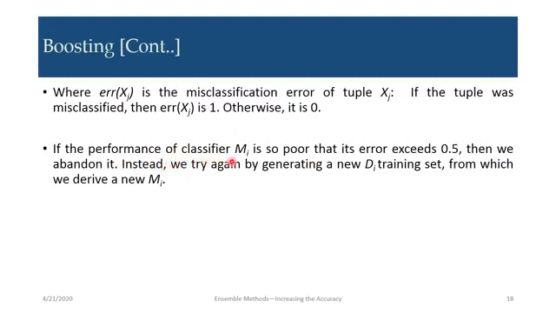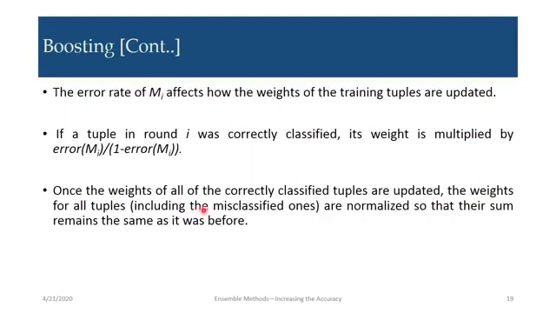If the performance of the classifier Mi is so poor that its error exceeds 0.5, then we abandon it. Instead, we try again by generating a new Di training set, from which we derive a new Mi. So if our error exceeds 0.5, we should abandon it and try again by generating a new Di training set, and then derive a new classifier.